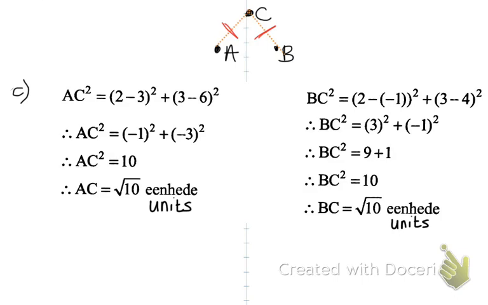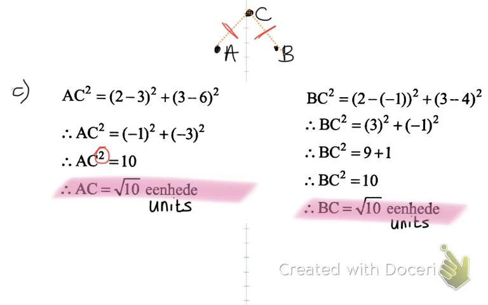AC squared is (2 minus 3) squared plus (3 minus 6) squared. You have to have the notes or the textbook open to see where these numbers come from. And then AC squared is negative 1 squared plus negative 3 squared, which is 10. To get AC, I get rid of the squared by getting the square root. So AC is square root 10 units. Then BC I do in the same way, and I also get square root 10 units. So that means that A and B are the same distance from point C.